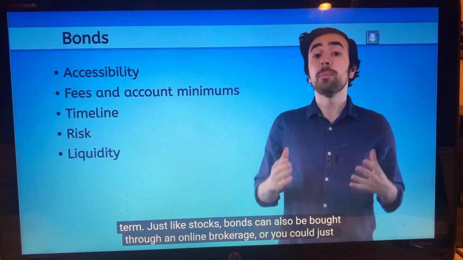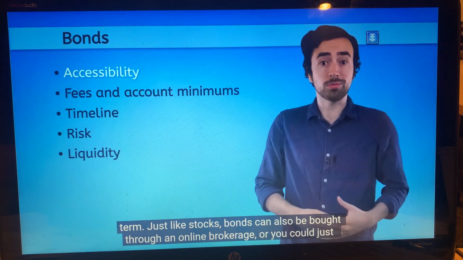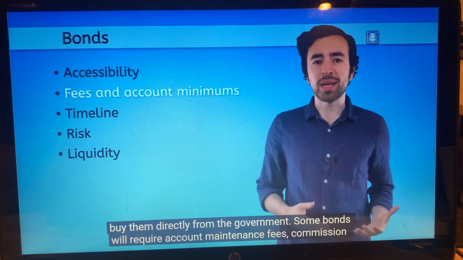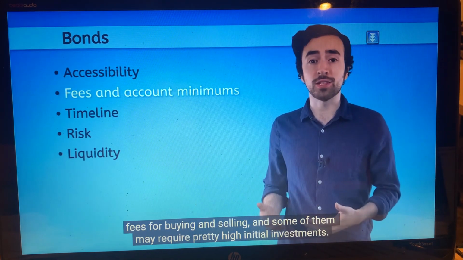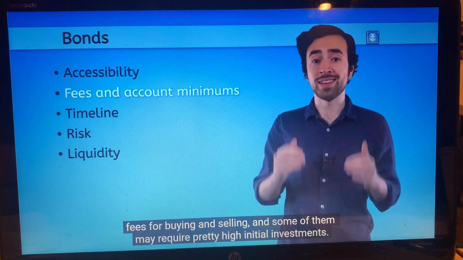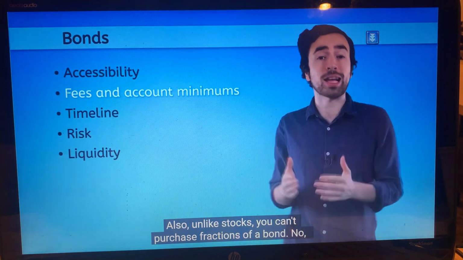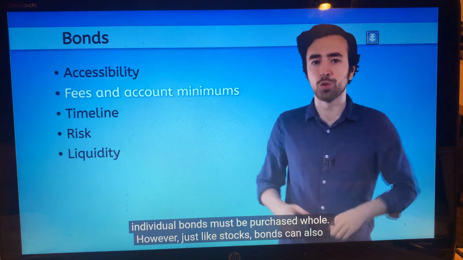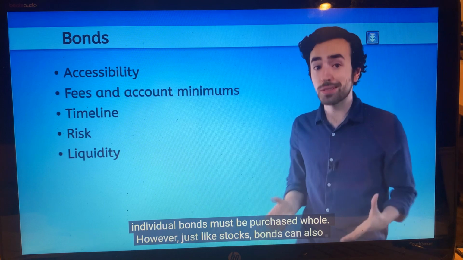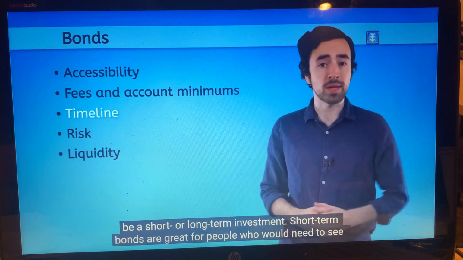Just like stocks, bonds can also be bought through an online brokerage, or you could just buy them directly from the government. Some bonds will require account maintenance fees, commission fees for buying and selling, and some of them may require pretty high initial investments. Also, unlike stocks, you can't purchase fractions of a bond. No, individual bonds must be purchased whole. However, just like stocks, bonds can also be a short or long-term investment.